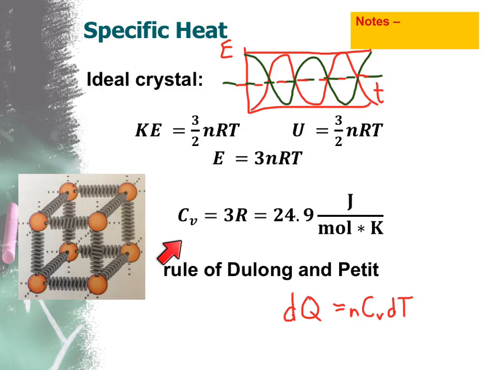Well, that means that the specific molar heat, or the molar specific heat, is equal to 3 times R, which is 24.9 joules per mole per Kelvin. And this discovery was made by a couple of scientists, Dulong and Petit. And so we call this rule right here for an ideal crystal the rule of Dulong and Petit.